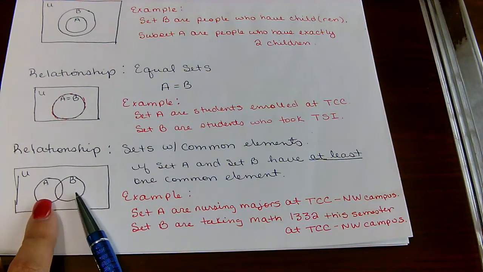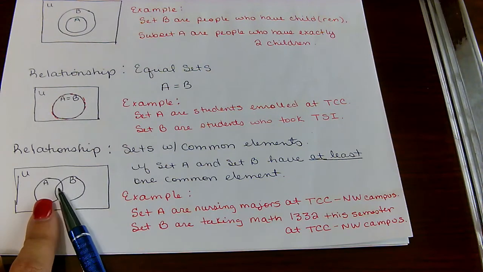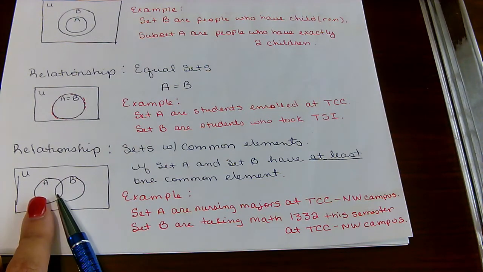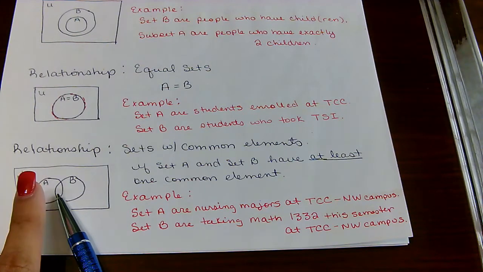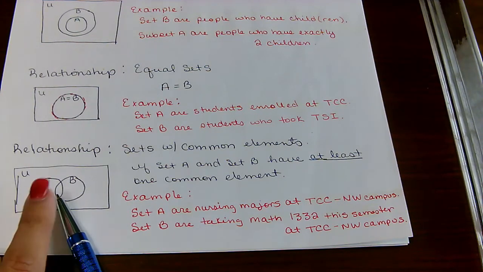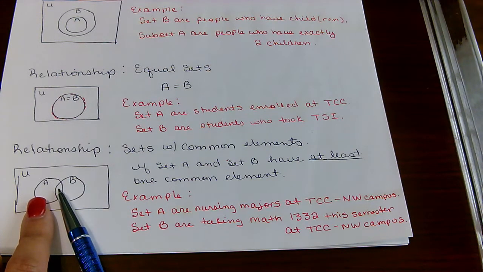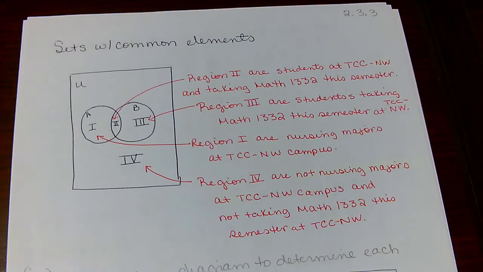If I took a poll, I bet there's at least one student in here who is taking classes at Northwest Campus. If you're taking my class, you are. And who's a nursing student. Okay, so that would be in both. But not all the students in this class are nursing students. So let's go ahead and further that example.